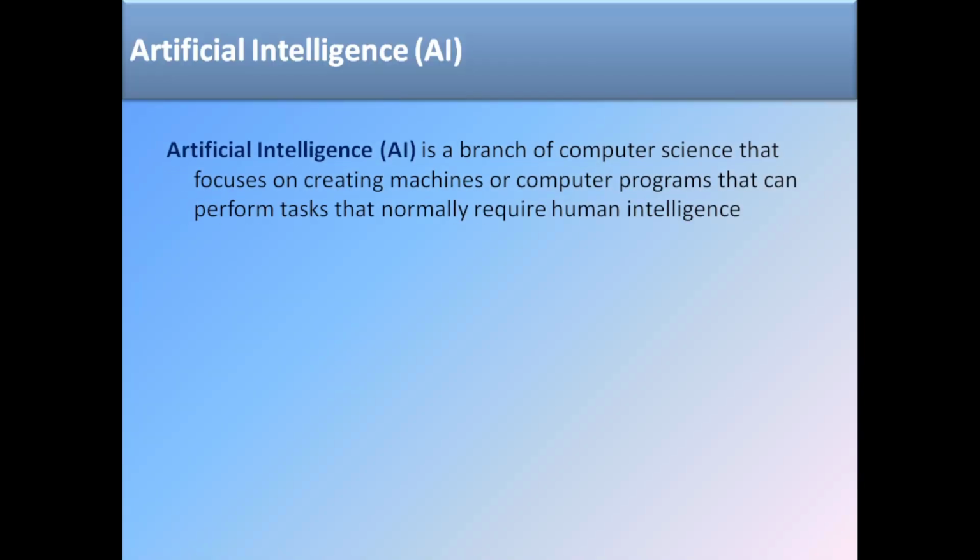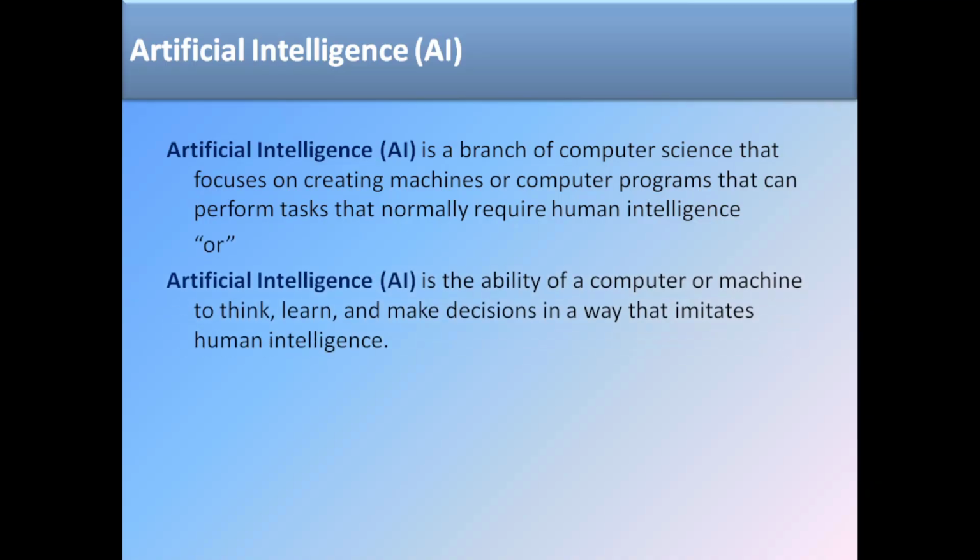What is artificial intelligence? Artificial intelligence is a branch of computer science that focuses on creating machines or computer programs that can perform tasks that normally require human intelligence. There is one more definition: artificial intelligence is the ability of a computer or machine to think, learn, and make decisions in a way that imitates human intelligence. So basically, what is AI?